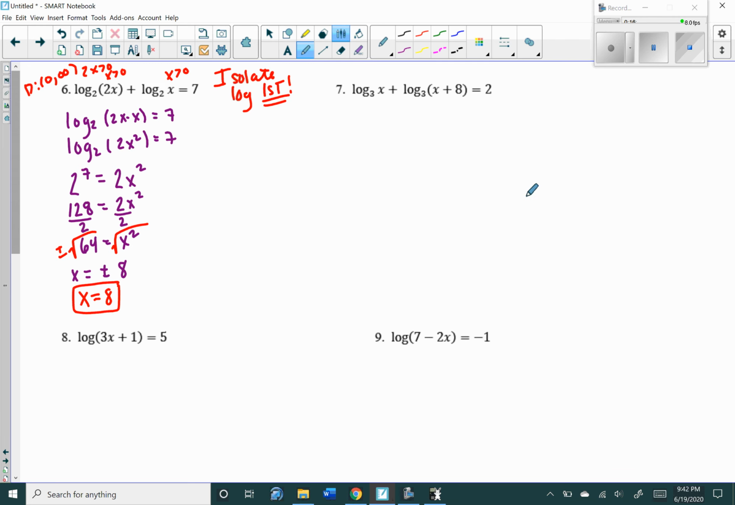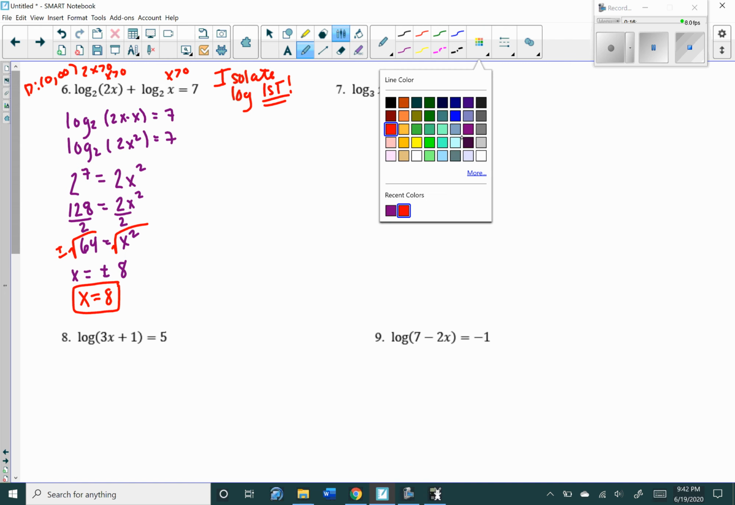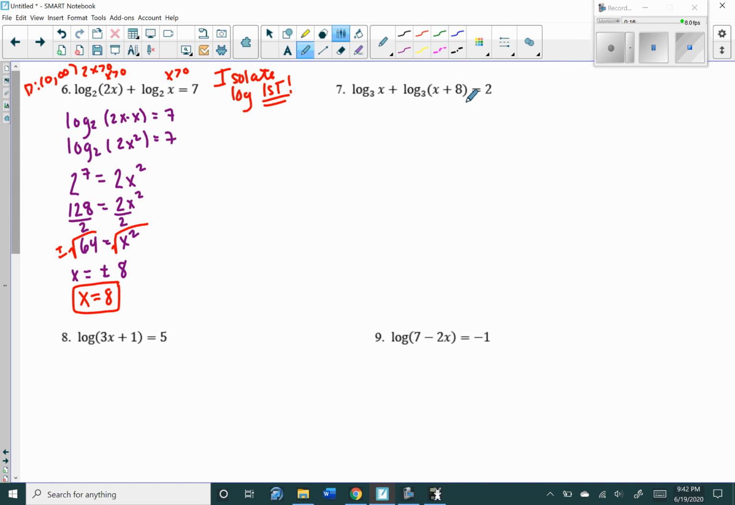So again, you can plug it in or you can look at the domain. I like to look at the domain because I think it's faster, but it's just, again, a personal preference, whatever works for you. Looking at the next one, again, we need to isolate the log first.